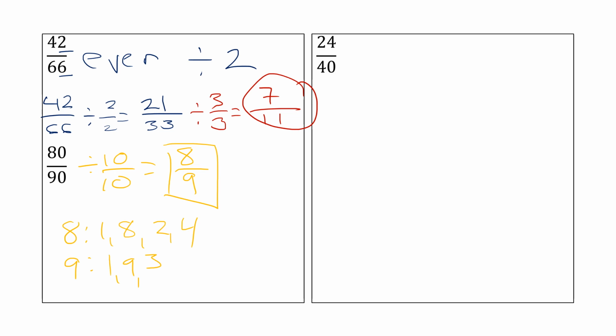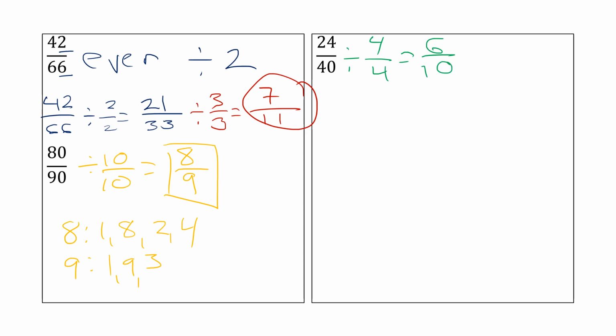How about 24 over 40? What goes into both 24 and 40? We can start with 4. They're both multiples of 4. 24 divided by 4 is 6. 40 divided by 4 is 10. So now we have 6/10.